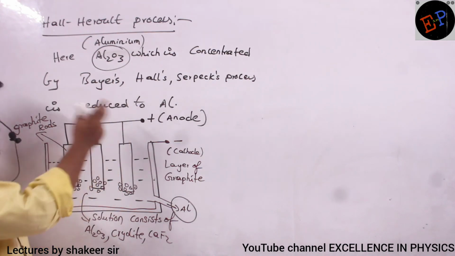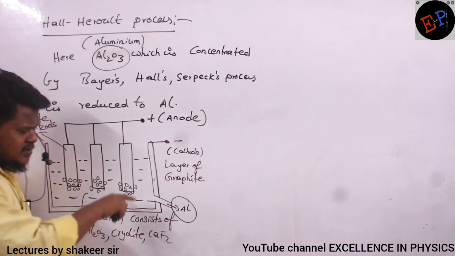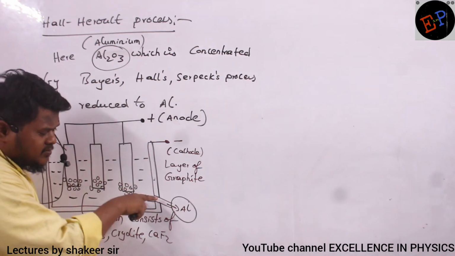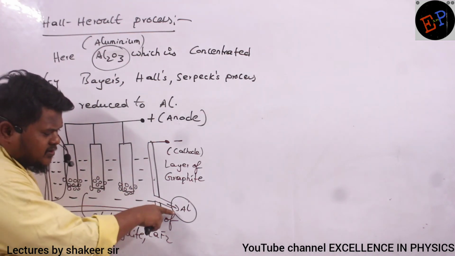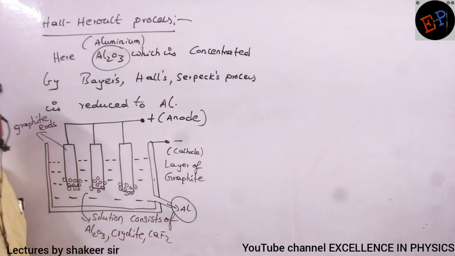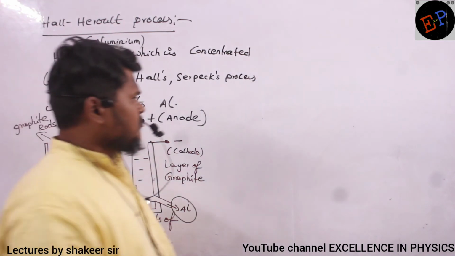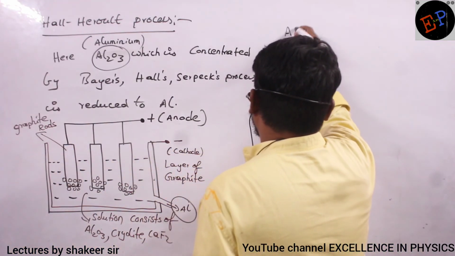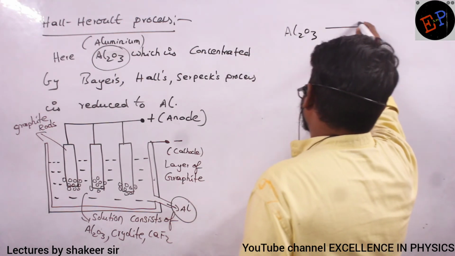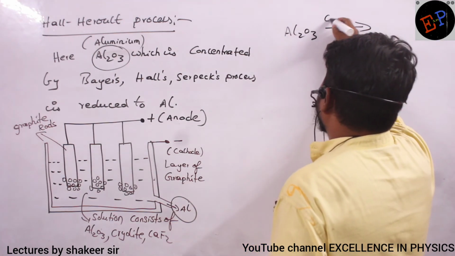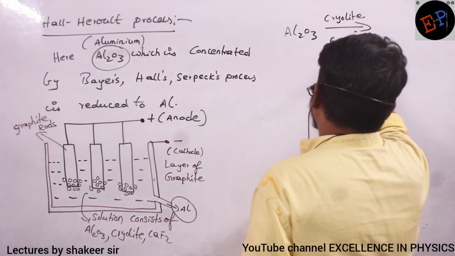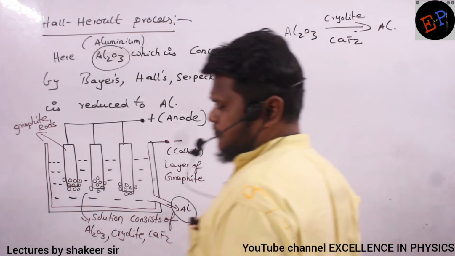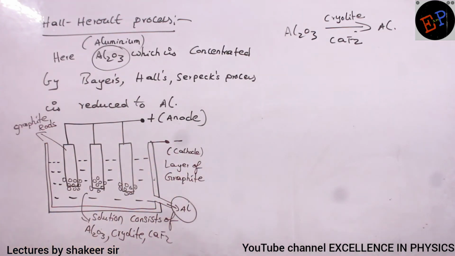Then immediately when I start this process, aluminium continuously melts and comes out of this vent. Vent means hole. Aluminium comes out here and is collected here. Let us see the process which happens here. Al2O3 in the presence of cryolite and CaF2 is reduced into aluminium. That's all. This is the process of reduction.